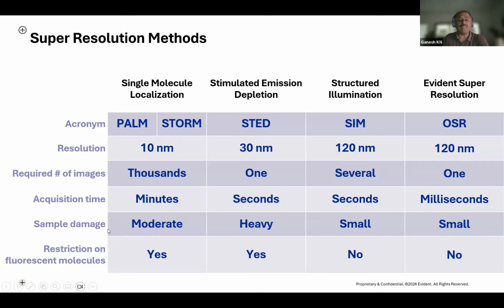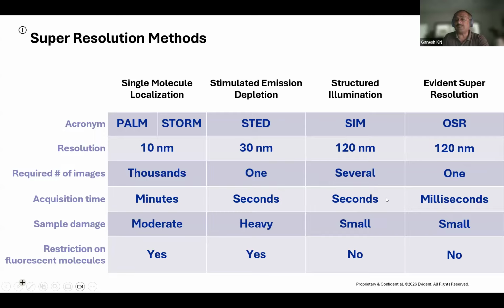Sample damage is also one of the important criteria that we need to see. If you are acquiring tens of thousands of images, the sample will naturally get damaged. Live cell imaging is a challenge as well. Here also, because of the STED beam, you will be illuminating the sample with a heavy laser beam. Because of this, sample toxicity and photobleaching were heavy, and it used to take several seconds to compare. I mean, it was not live cell friendly, especially for high speed live cell imaging.